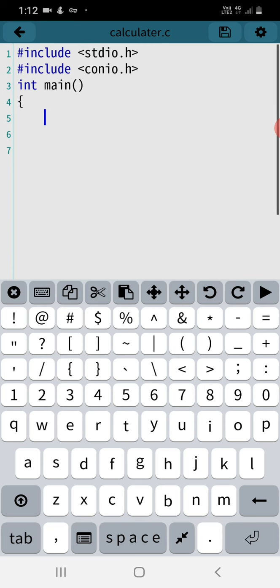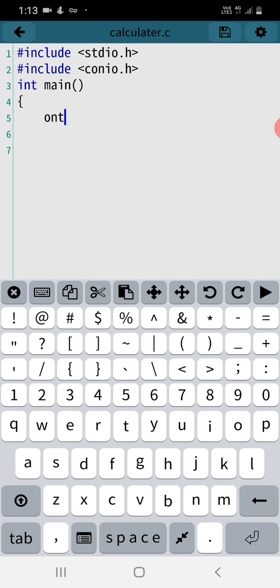As we all know, #include <stdio.h>, #include <conio.h> and int main are common for all the programs. Here I am using int main instead of void main because the app which I am using to compile the program does not support void main, it only supports int main, so I am using this. Thank you sir. Going to start the program.